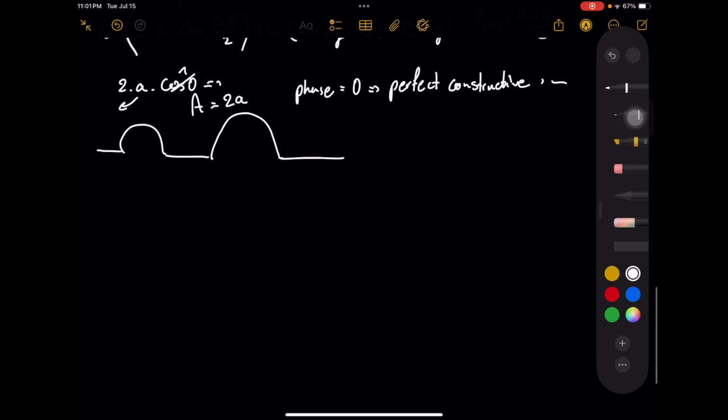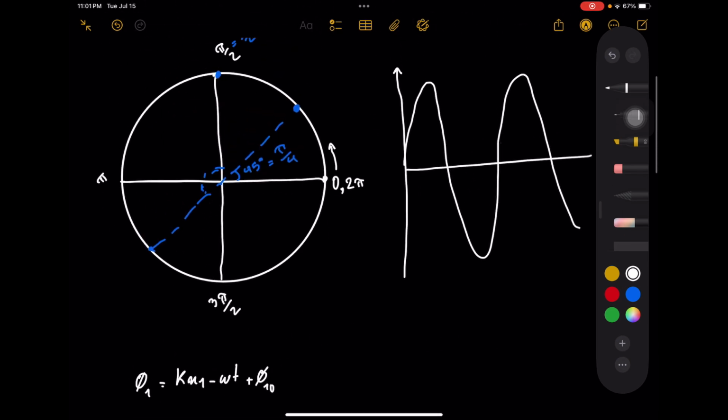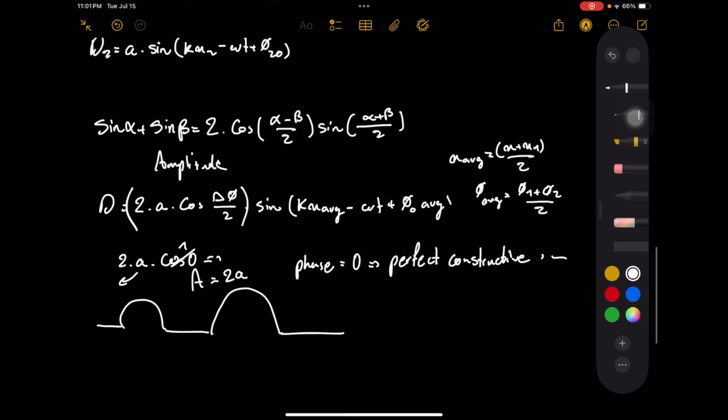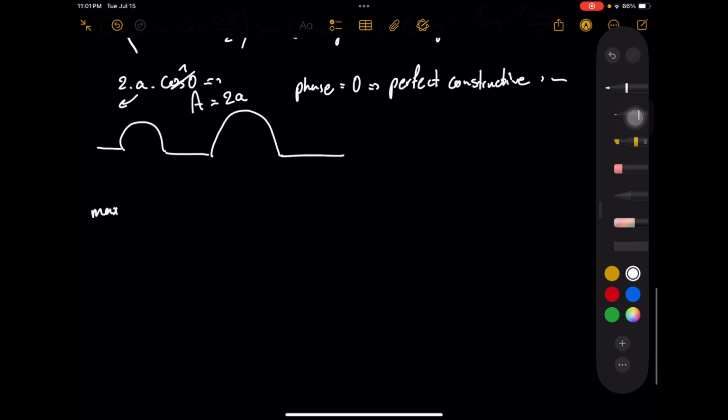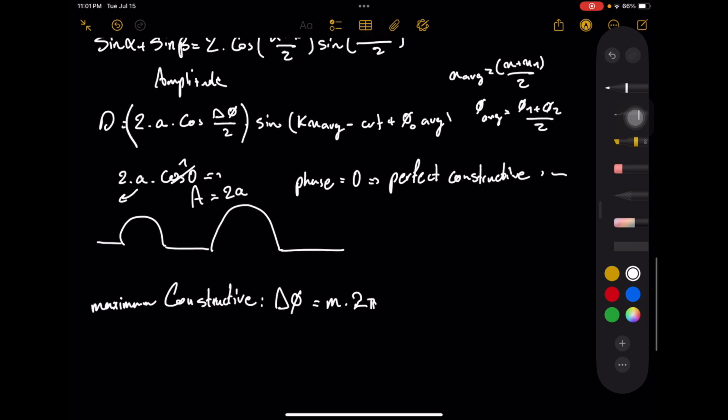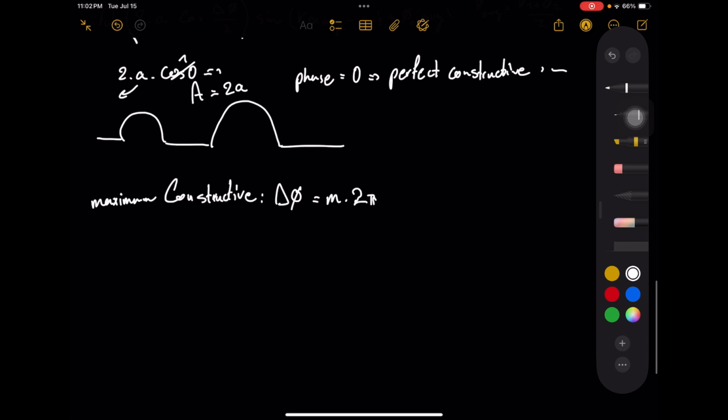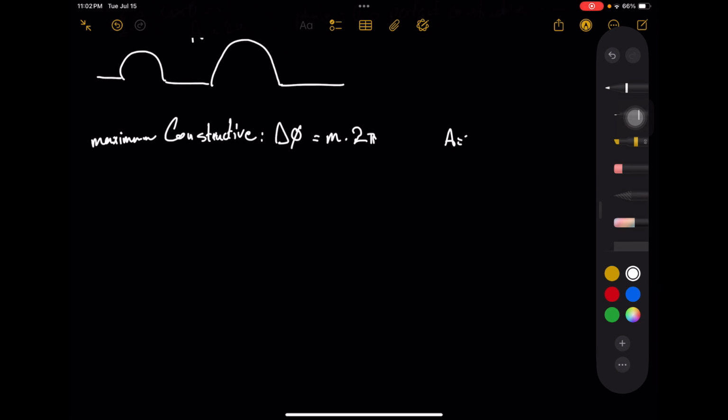And how can we show it? There should be a formula for it. Notice, when do we have the maximum amplitude? 2a cosine of delta phi over 2. It's when the phase difference is 0, 2 pi, 4 pi, 6 pi. It goes up by 2 pi. So the formula for the maximum constructive interference is delta phi equals m times 2 pi. Notice that if we put 2 pi here, we get the idea of it. And then the maximum amplitude is A equals 2a.